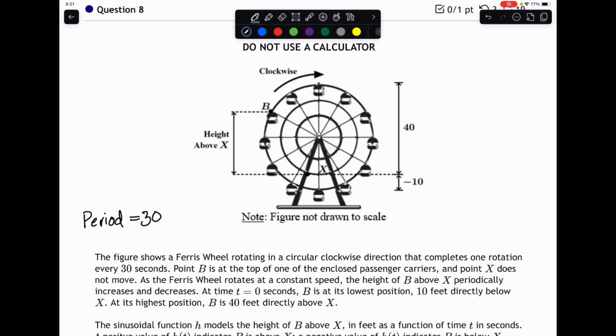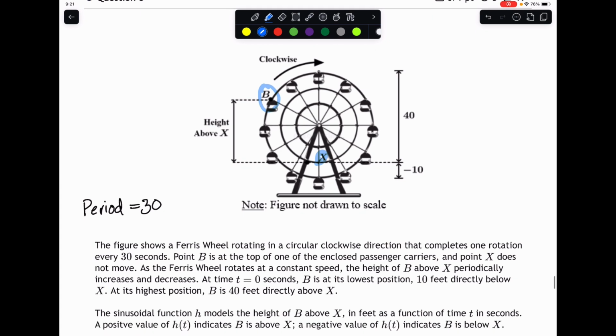Point B is at the top of one of the enclosed passenger carriers, and point X does not move. So let's find those values. We have this point right there, and this point X that is not going to move. As the Ferris wheel rotates at a constant speed, the height of B above X periodically increases and decreases.